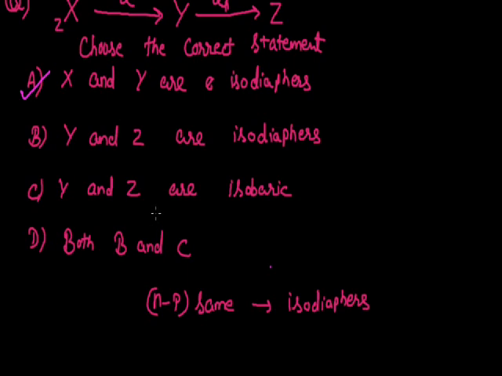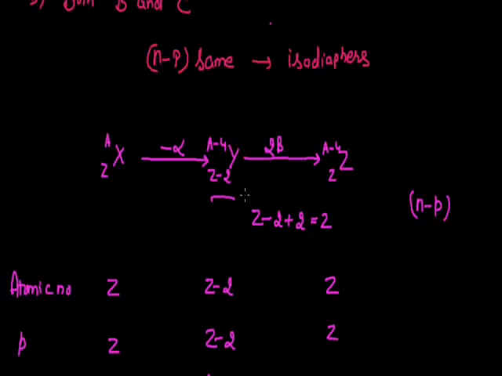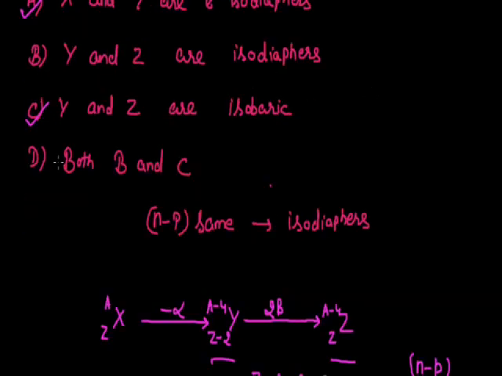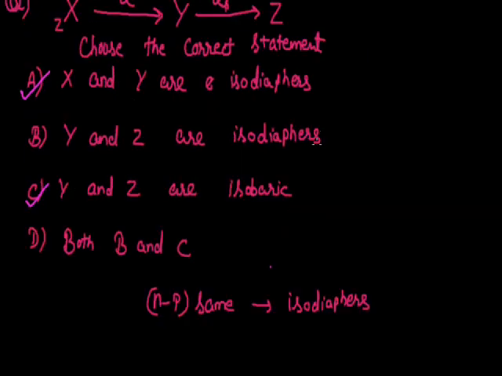Now if we move to the next statement, where they were saying that Y and Z are isobaric, let's check this. They are asking about Y and Z. The mass number of Y is A minus 4, and for Z the value is again A minus 4, meaning the value is the same, and those nuclei which have the same mass number can be termed isobaric nuclei. This third statement is again true. Y and Z are isobaric in nature, since these are formed by beta decay. So it's a multiple correct question, and the options that are correct are A and C.